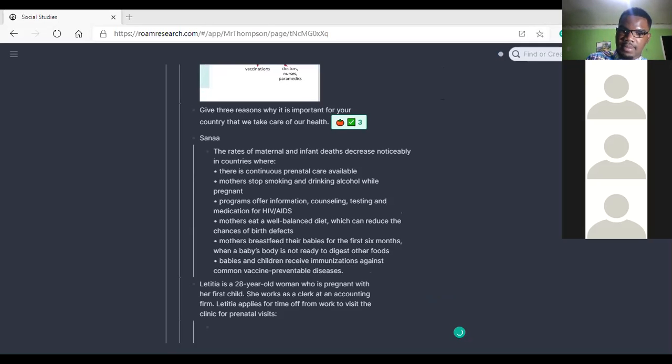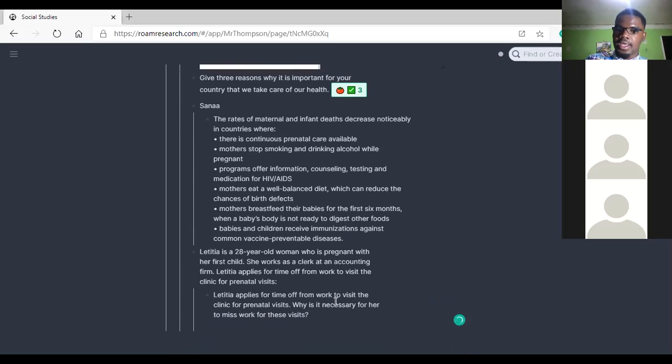Letitia applies for time off from work to visit the clinic for prenatal visits. Why is it important for her to miss work for these visits? Beyonce, it's not a difficult question. It's just saying, if she applied for this time off, why is it important for her and the baby that she did this?